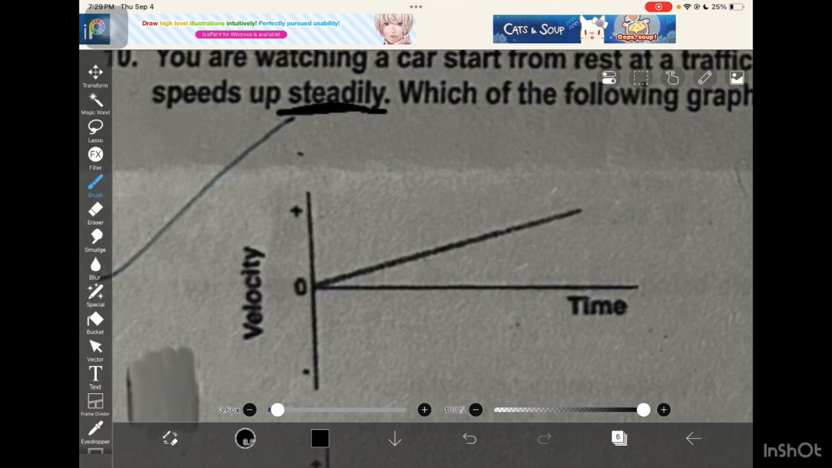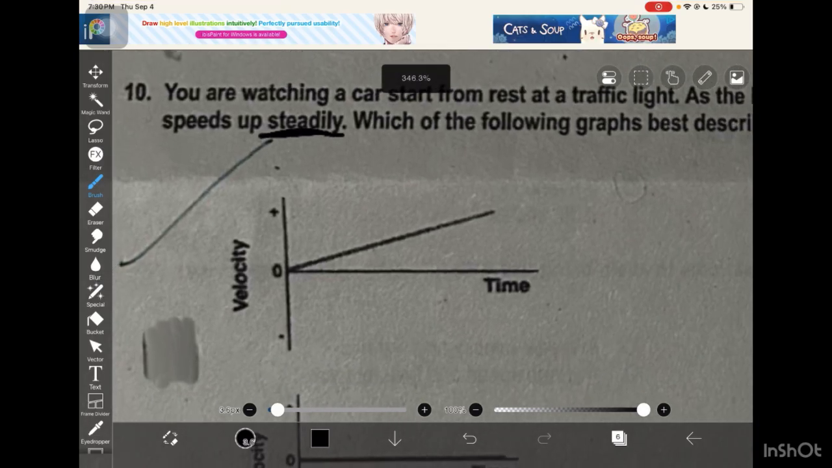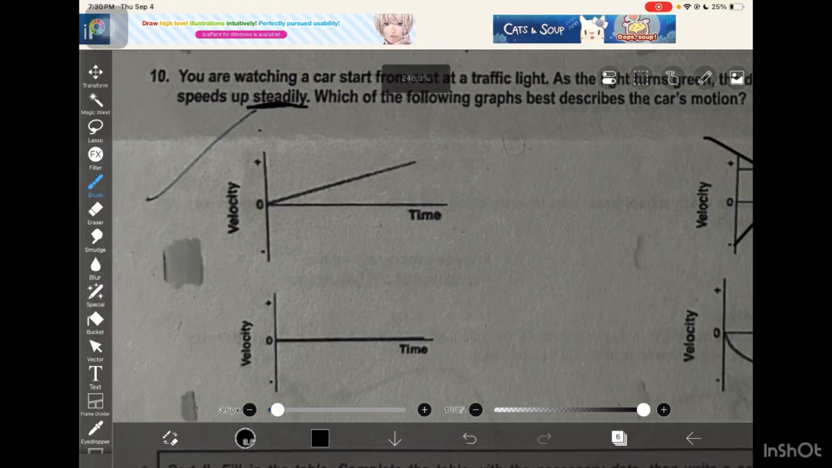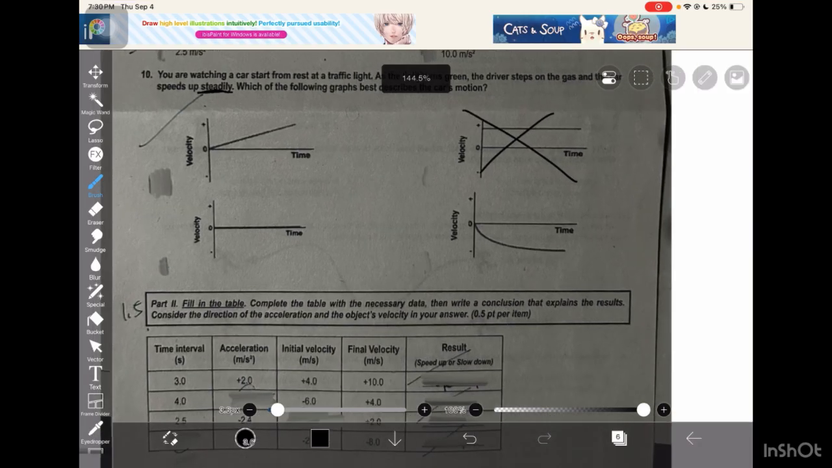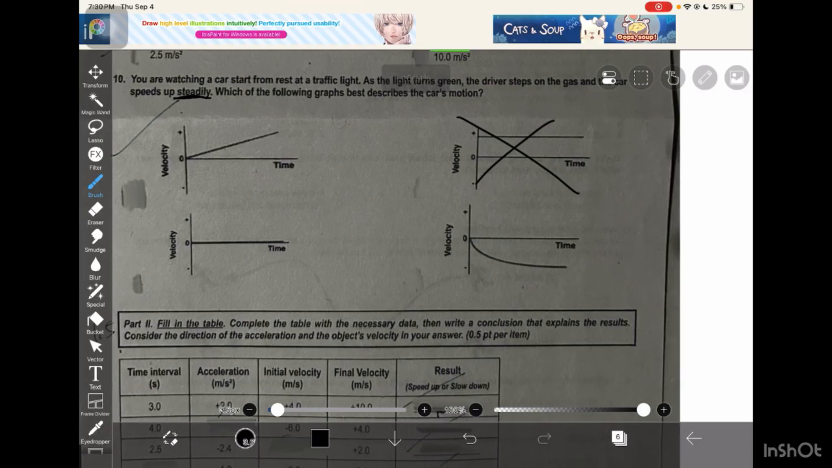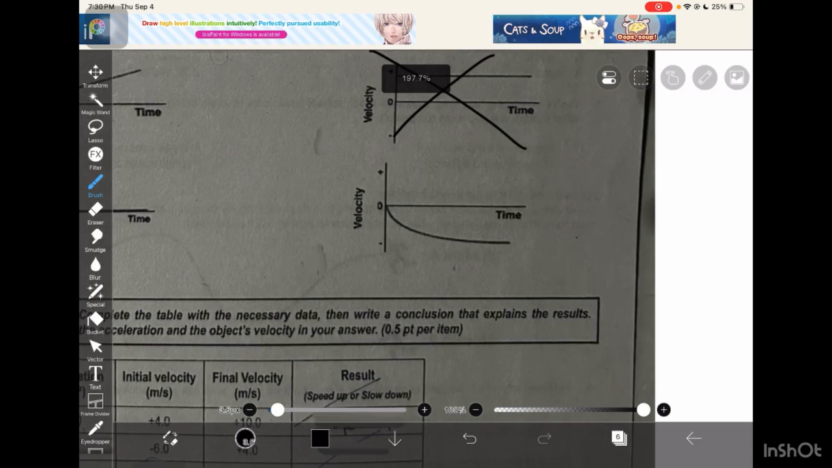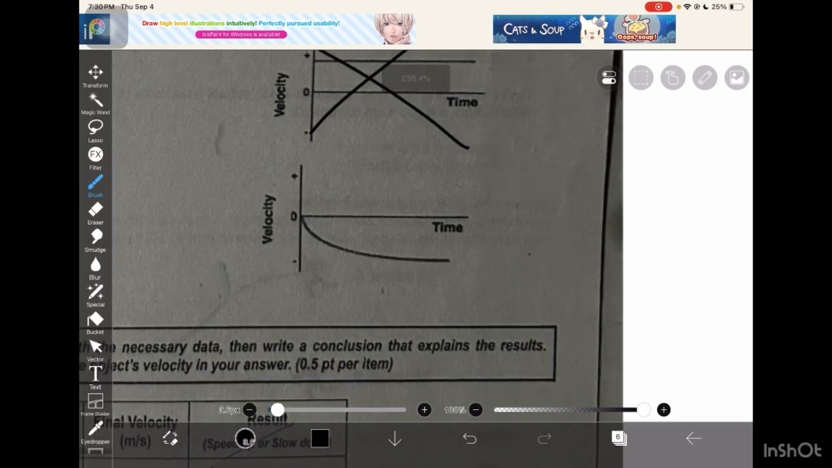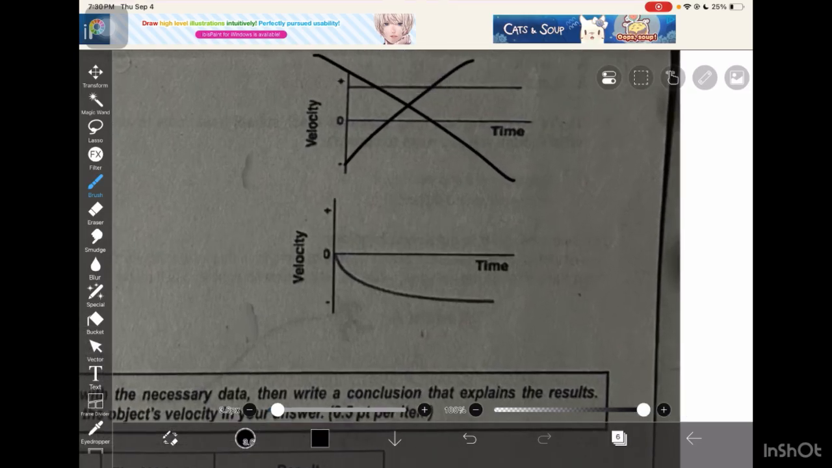Speeds up steadily, indicating a constant acceleration. If you reviewed my previous science guide, the one about UAM, you will know that uniform motion would result in a straight line in a velocity-time graph, while uniform accelerated motion would result in a curve. I'll explain more later on the essay part. In this case, we have a curve over here, but that's definitely not a steady increase. As you could see, it starts steeply declining, and it's also in the negative direction, which makes it wrong.